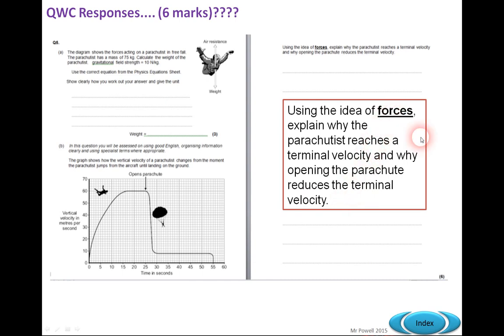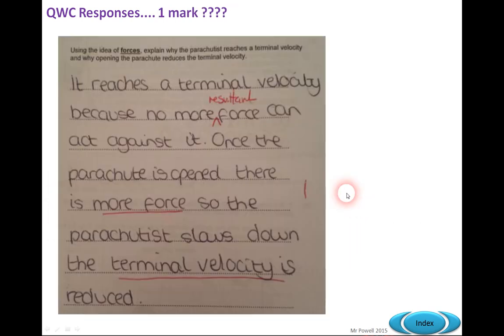These questions are always phrased in terms of forces. The vast majority of candidates talk about it only in terms of velocity. Of course, that's why they don't get the 6 marks. Now here's one candidate. So it reaches a terminal velocity because no more force can act against it. Once the parachute is open, there is more force. So the parachute is slowed down. The terminal velocity is reduced. So I thought that one's worth about a mark.